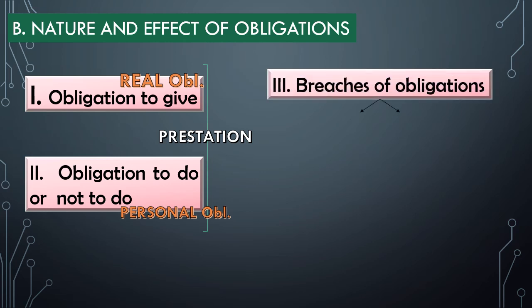Third, we are going to talk about the breaches of obligations. There are two kinds of breaches, and that is your voluntary and involuntary. Example ng involuntary is the famous fortuitous event, and for your voluntary, that is your Article 1170. Yan yung mga fault, negligence, contravention of the tenor.